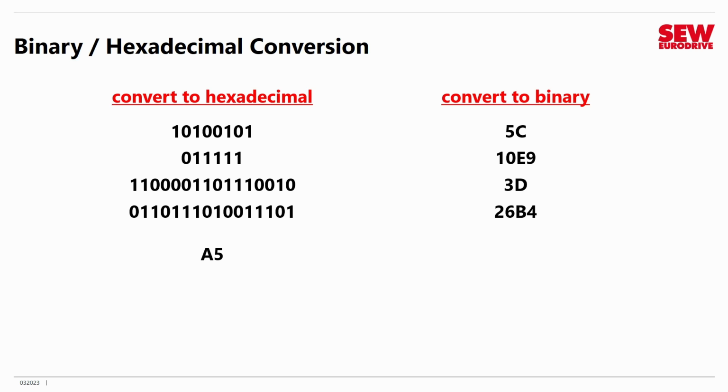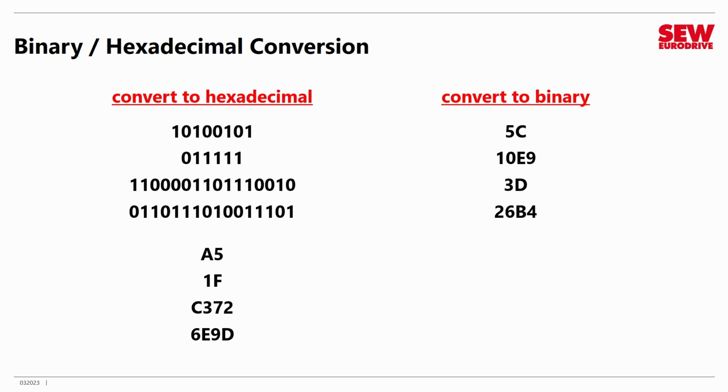Binary number 101000101 is the equivalent of A5 in hexadecimal. 011111 is 1F in hexadecimal. And the next number, which has a lot of bits in it, so I'm not going to read them, is the equivalent of C372. And then finally, your last one is 6E9D. So hope you got those right. Now let's do the hexadecimal to binary.